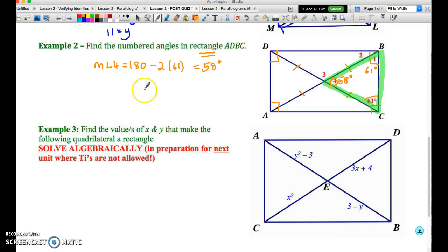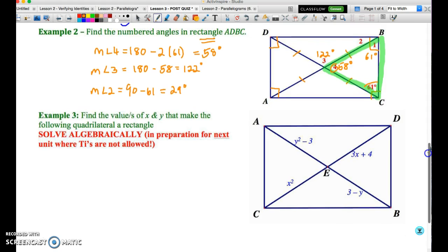I can then use the fact that angle 3 and angle 4 are a linear pair, and that means that the measure of angle 3 will be 180 minus the measure of angle 4, which is 58, giving me an angle of 122 degrees. And finally, I can find the measure of angle 2 using the fact that angles 1 and 2 are complementary, adding up to 90 degrees, and that of course is because the measure of angle DBC is a 90-degree angle, and so the measure of angle 2 is 90 minus 61, for a measure of 29 degrees.